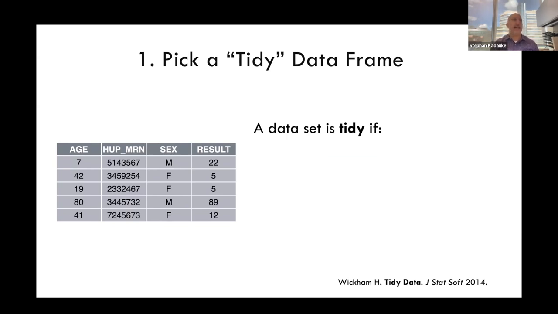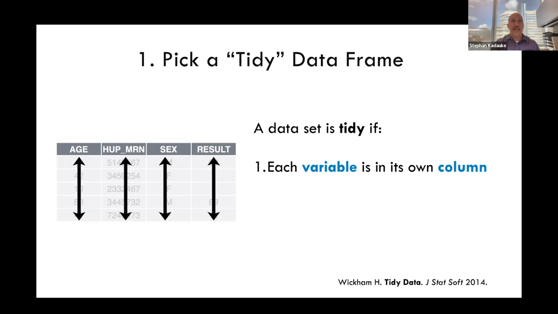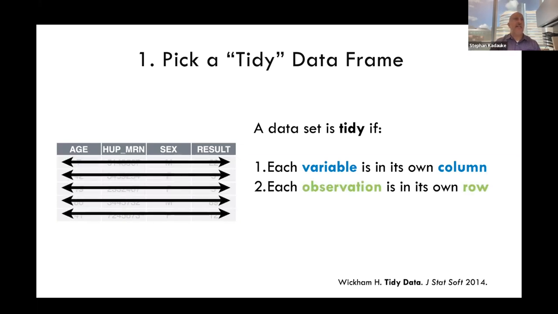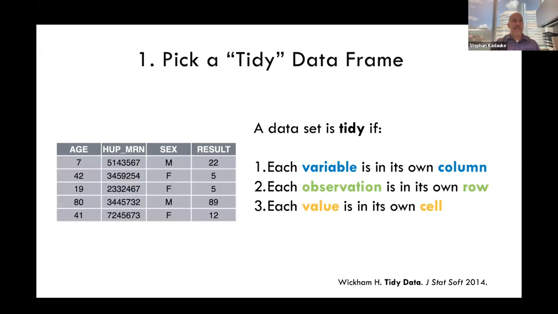A data set is tidy if, number one, each variable is in its own column, each observation is in its own row, and each value is in its own cell. The opposite of tidy is often called messy, and oftentimes a lot of the data analysis work is to convert messy data into tidy data.